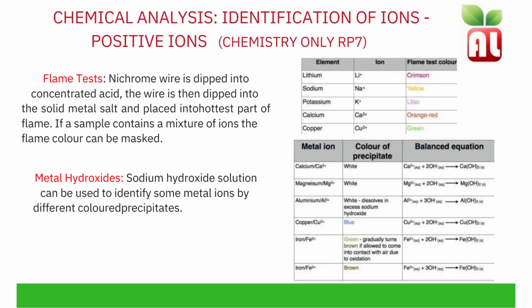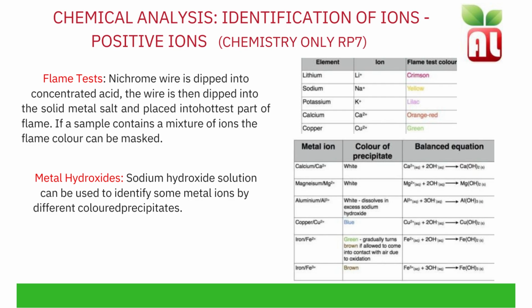You can also use metal hydroxides to test for the presence of metal ions, based on the metal ions forming a precipitate of different colours. Sodium hydroxide solution can be added to some of your metal salt to form your precipitate. When calcium 2+ ions react with your hydroxide, you form a precipitate of calcium hydroxide. Calcium hydroxide is a white precipitate.